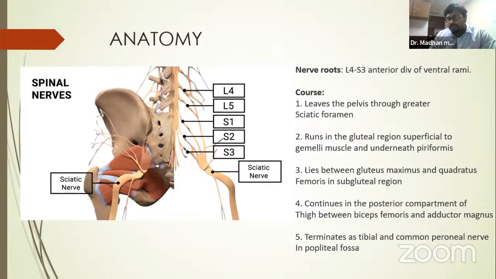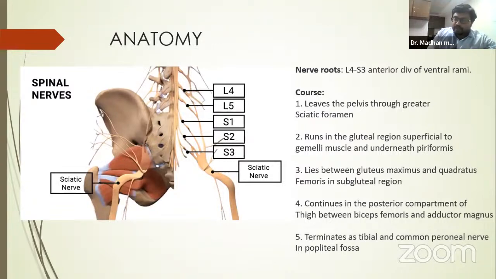In the buttock region, the nerve will be lying underneath the piriformis and superficial to the gemelli muscle. So this will be a potential area to block the nerve. And if you go further distally, the nerve lies between the gluteus maximus and quadratus femoris. This is mainly in the subgluteal region. Again, this is a potential area to block the nerve.